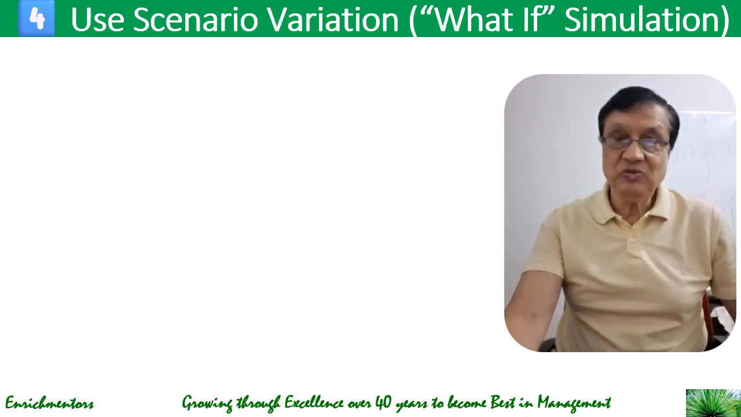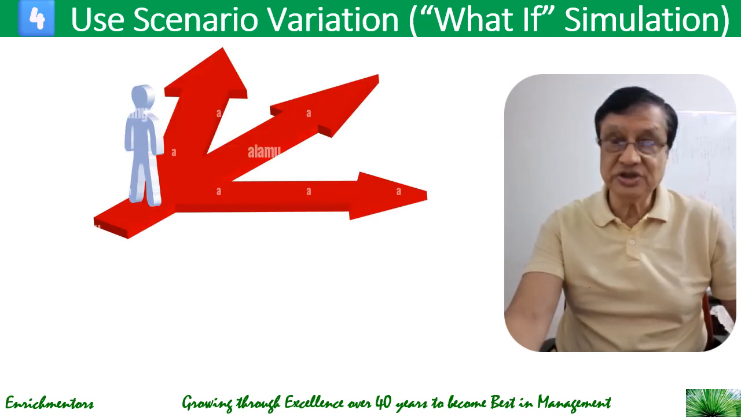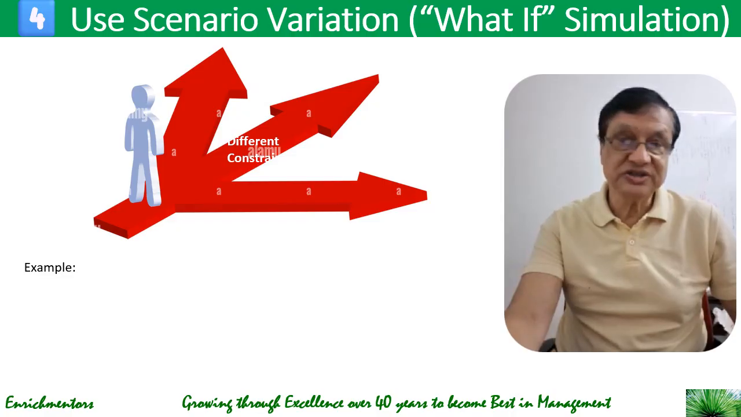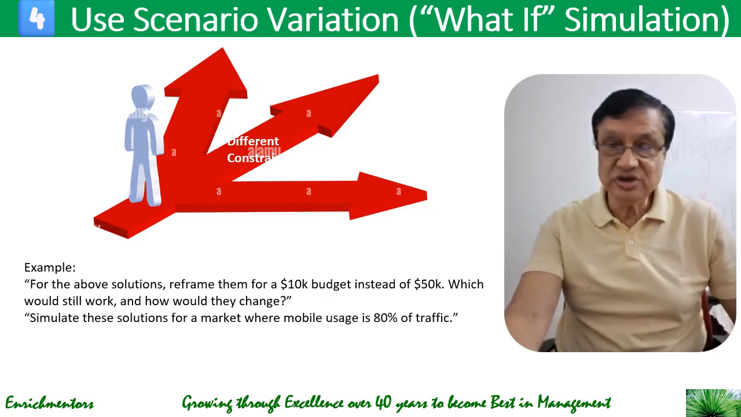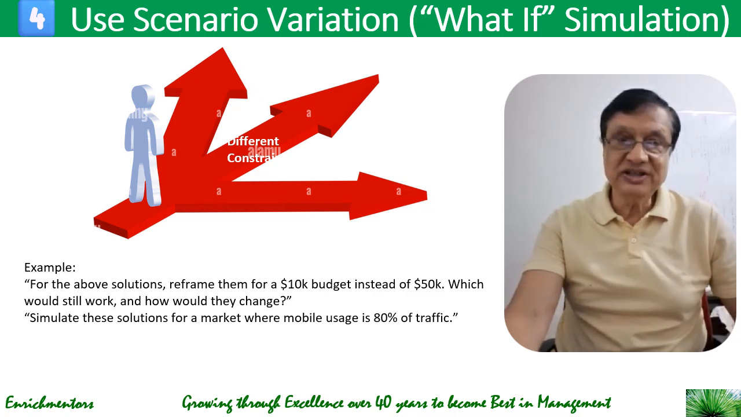Use scenario variation, what-if simulations. Once you have initial solutions, test them under different conditions. For example, for the solutions that ChatGPT has given, you could ask it to reframe them with a $10,000 budget instead of $50,000, and which you think will still work and how would they change? And simulate these solutions for a market where mobile usage is 80% of the traffic. Like this, you can simulate different scenarios.